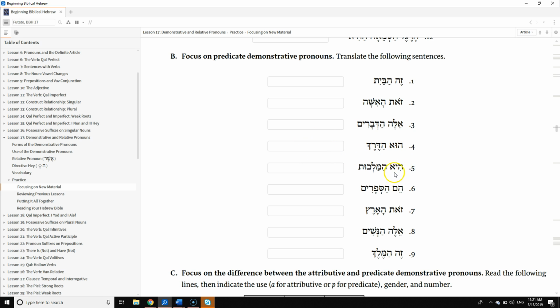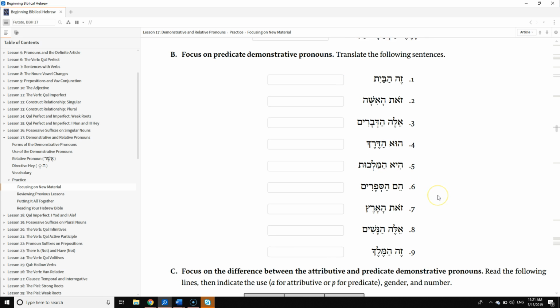Number 5, he hamelchut. This he we would normally translate as she, but she is the kingdom is not proper English. So we would say that is the kingdom. You could technically translate this, it is the kingdom, but context would have to tell you whether or not that's a more proper translation. So that is the kingdom, especially in the context of learning the demonstratives, would be our proper translation here.